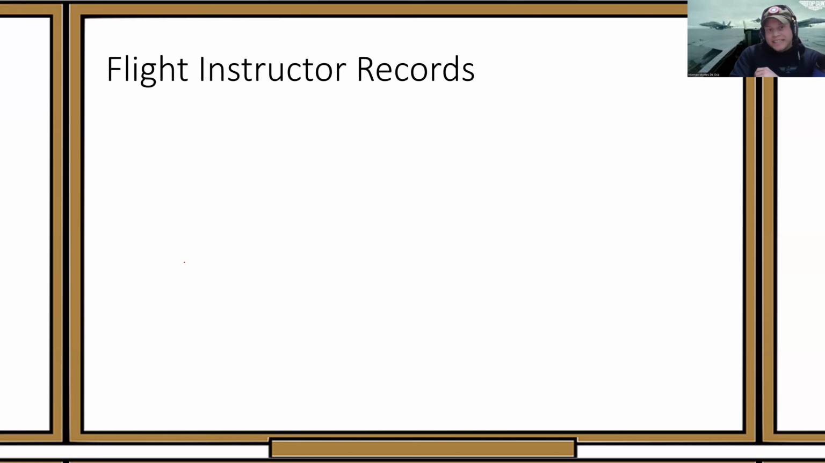Now, flight instructors need to maintain records of all the students that they worked with for the last 3 years. That includes any solo endorsements, knowledge exam endorsements, and scores if you've sent them out to the knowledge exam or practical exams. So keep your records for 3 years, and you should be good to go.